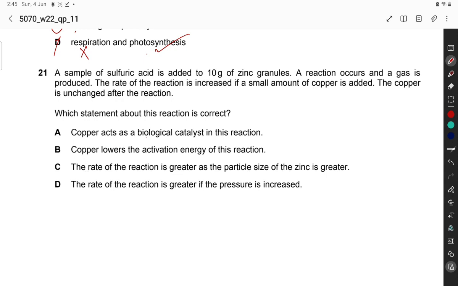Copper acts as a biological, not biological catalyst. Copper lowers the activation energy because copper is used as a catalyst and it is unchanged after the reaction, so it acts as a catalyst. So copper lowers the activation energy of this reaction. Catalyst always lowers the activation energy of the reaction, so B option is correct.